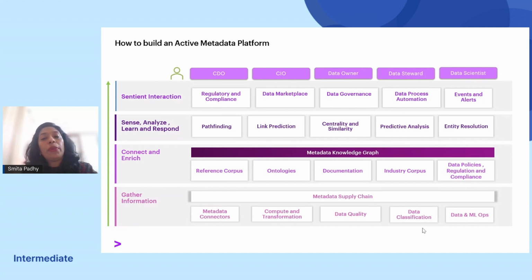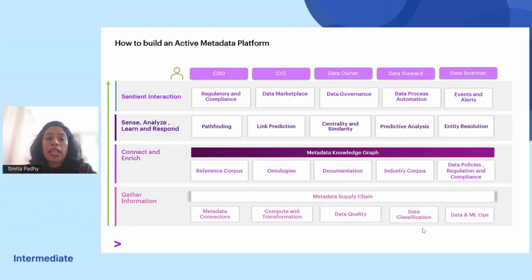Step 2 would be to connect and enrich. Connect this metadata, which has been gathered from multiple different sources, and supplement it with the domain knowledge, ontology, industry corpus, reference corpus, to make this metadata intelligent, to provide the knowledge and context to this metadata information that has been gathered. For example, let's say we gathered information about business processes and KPIs, which then overlaid with technical metadata, build an understanding of how a data set impacts a KPI.